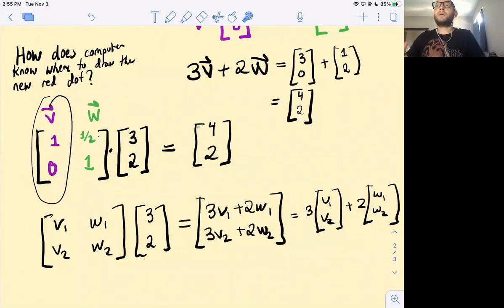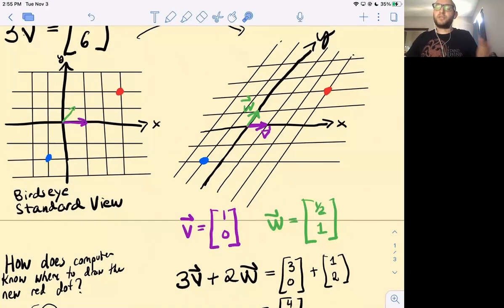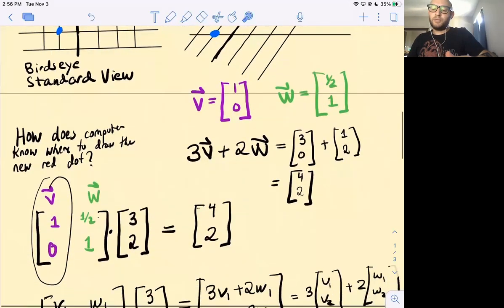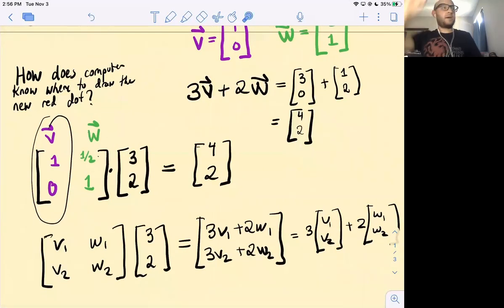So all I'm showing here is a really simple idea, right? I think everyone got that to express where the red dot is in terms of the old coordinates, you need to go 3 steps to the right on V and 2 steps up on W. To express that, you can put V and W into a matrix as columns and then multiply by a vector where the first part of the vector is 3, which tells you how many v's you want, and the bottom part is 2, which tells you how many w's you want.